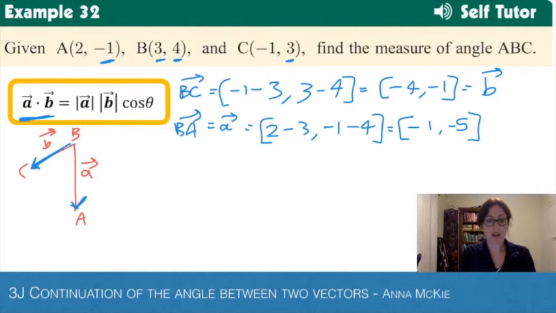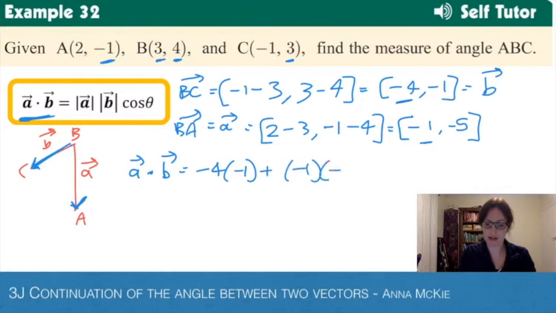Next, to do the dot product, we need to multiply those two vectors together. So we take the x components of each, so I've got this -4 and -1, I'm multiplying together, and then I'm adding on -1 multiplied by -5. Lots of negatives, be careful with that. That is equal to +4, add 5, and that's equal to 9.